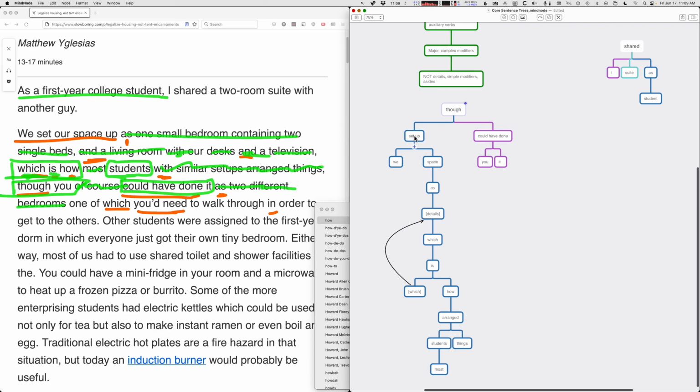So because it's joining the setup with something else, it had to go above it, just like the word "and" would go above it to join it with something else. So the setup part is more important. But that doesn't mean it goes on top, because it's being joined with something else. So the joiner goes on top. Okay, and then what was that last part? We have the "one of which you'd need." So we do have another clause down there.